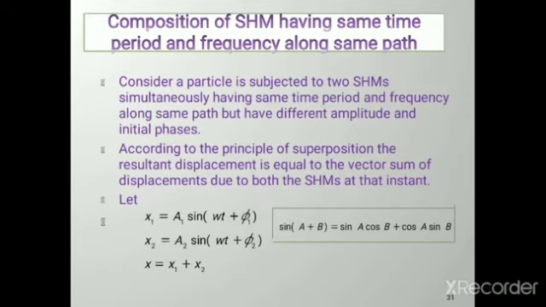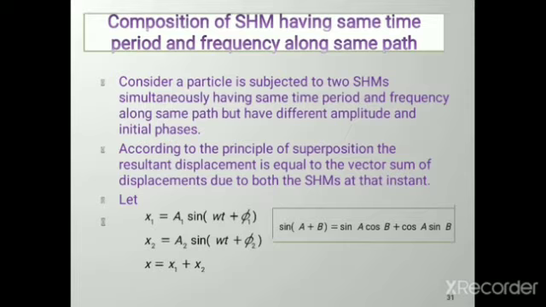Let us discuss the next important topic, composition of SHM having the same time period and frequency along the same path. The same derivation we are going to study in superposition of waves as well as in the chapter of light. So let us consider two particles which are performing SHM simultaneously, having the same time period and frequency along the same path, but they have different amplitudes and initial phases.